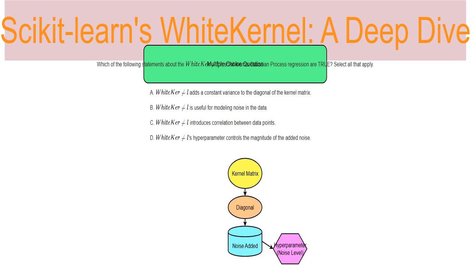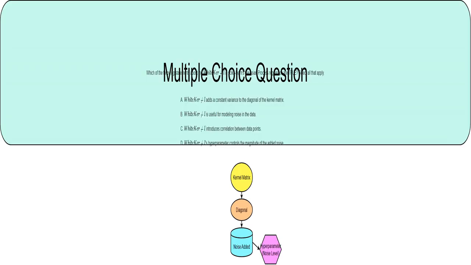I'm diving deep into Sklearn's WhiteKernel, a crucial component in Gaussian process regression. It's all about understanding how it works and what it does. Get ready to become an expert. We'll tackle a multiple-choice question to test your understanding of the WhiteKernel. This will help solidify your knowledge. Let's see how you do.